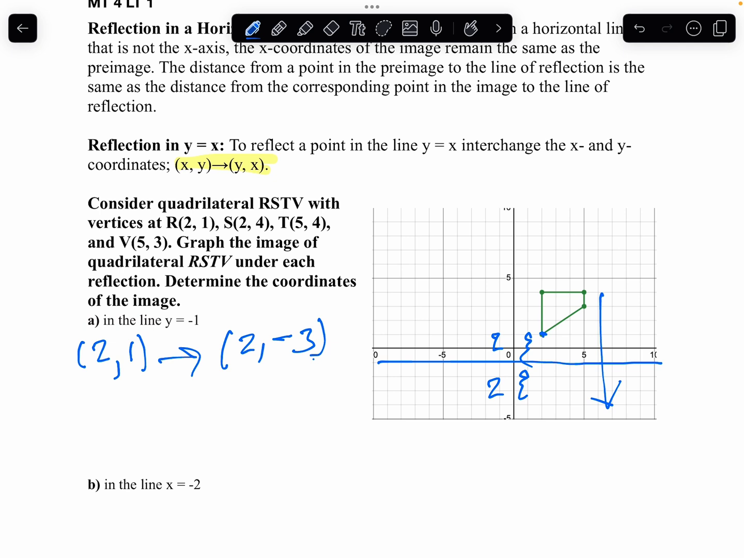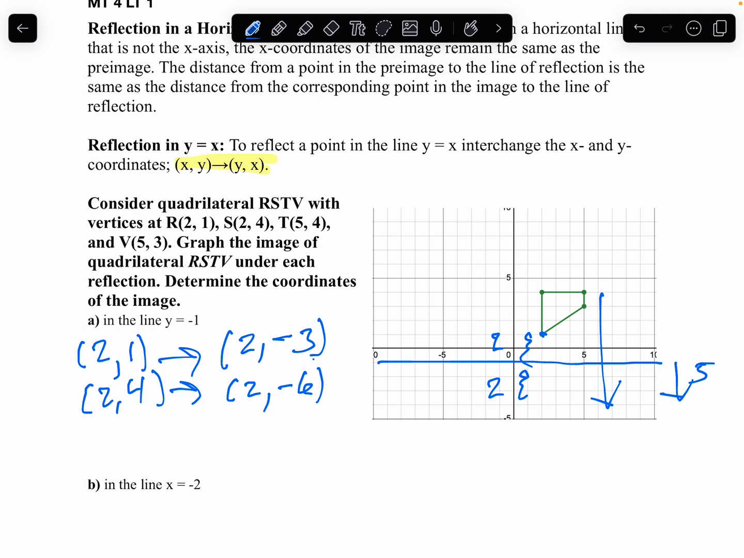Then I'm going to take S, which is 2, 4. And I think, how far is it from 4 to -1? It's 5. So I'm going to go down 5 from -1. So -1 minus 5, that's -6. Notice my x's stayed the same.